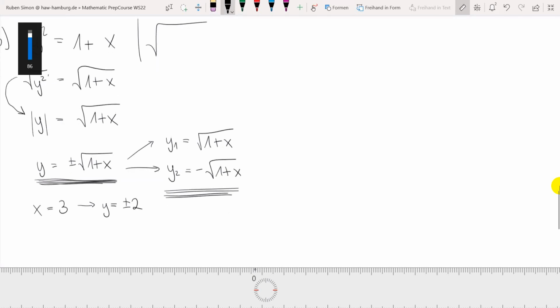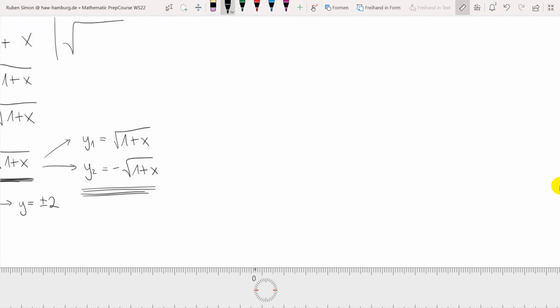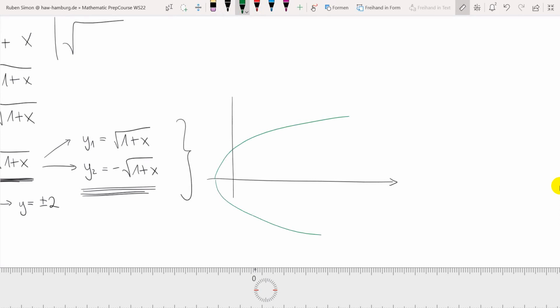And of course, if you draw this one, I'm not completely sure about this now, but it should look somehow, I'm really not sure if it's the exact shape, like this. Yes, this should be the case for this function. So this should be the shape of the function.